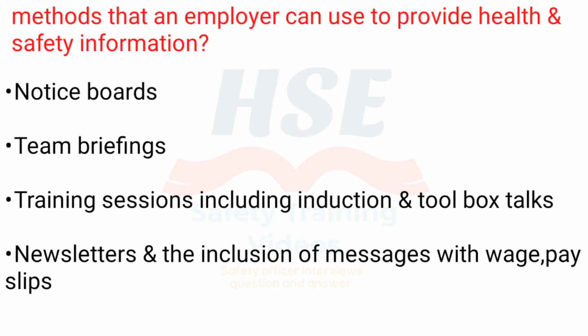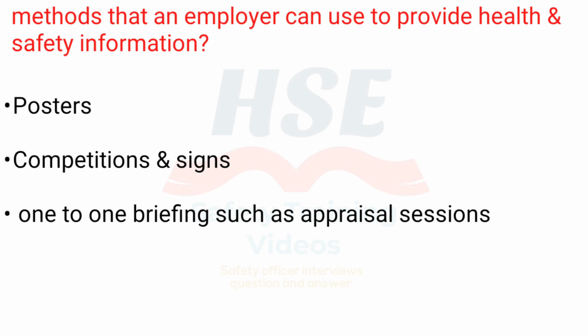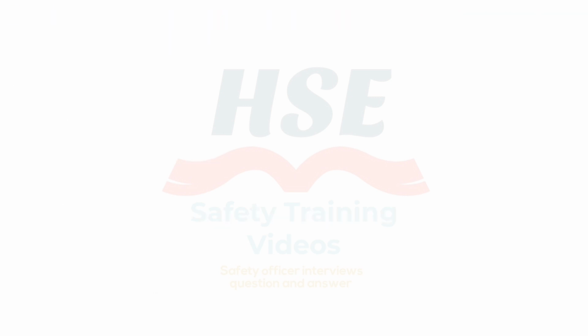Methods that an employer can use to provide health and safety information. Notice boards. Team briefings. Training sessions, including induction and toolbox talks. Newsletters and the inclusion of messages with wage or pay slips. Posters, competitions and signs. One-to-one briefings, such as appraisal sessions.